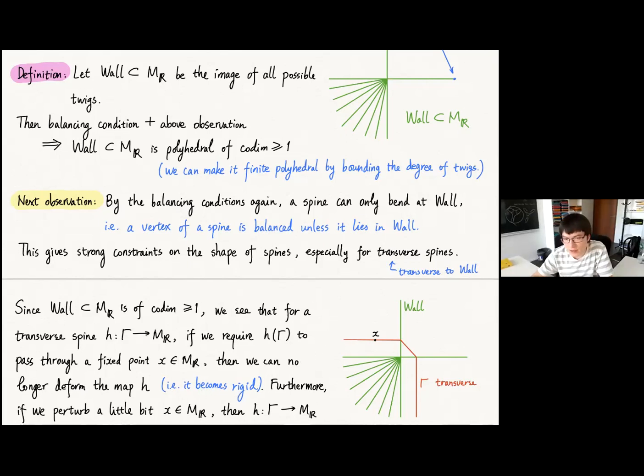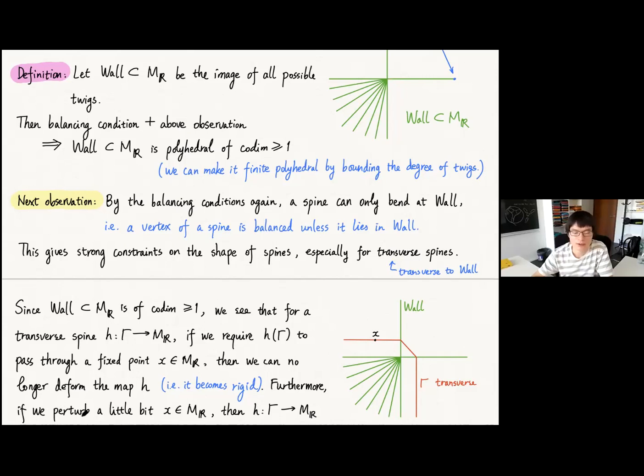We see that a priori we can translate this gamma. Not really translate, but we can deform it to something like this. It can only bend at the wall. So if we push it up, it bends here, and then it bends again. It has a one-dimensional deformation space. But if we fix a point X, then this spine becomes rigid.